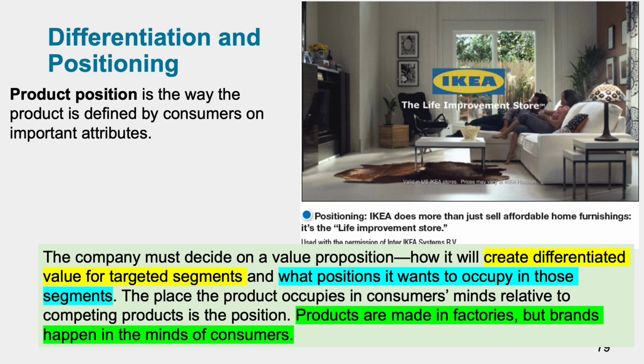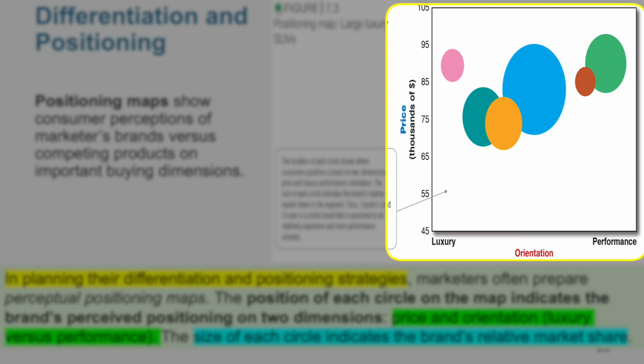The company must decide on the value proposition, how it will create differentiated value for target segments, and what positions it wants to occupy in those segments. This is the place the product occupies in consumer minds relative to competing products. Positioning maps show consumer perceptions of marketers' brands versus competing products on important buying dimensions.